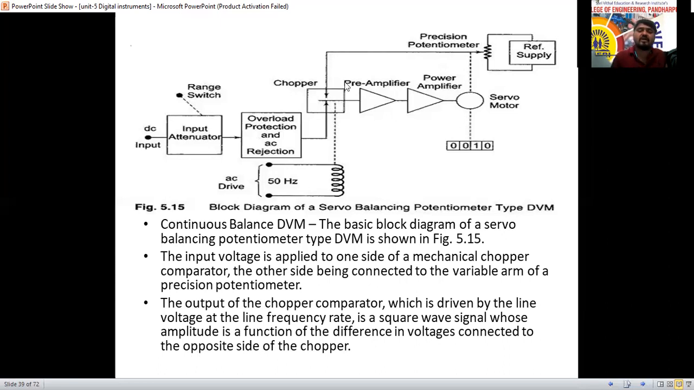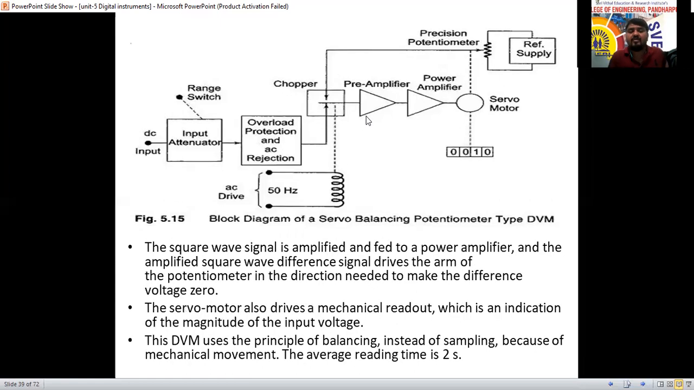Whatever the voltage difference is between what is connected here, the amplitude of this value depends on that. The square wave signal is amplified here, then fed to the power amplifier. The amplitude square wave difference signal drives the arm of the potentiometer.